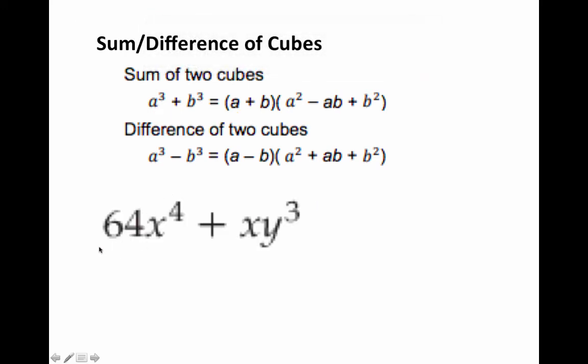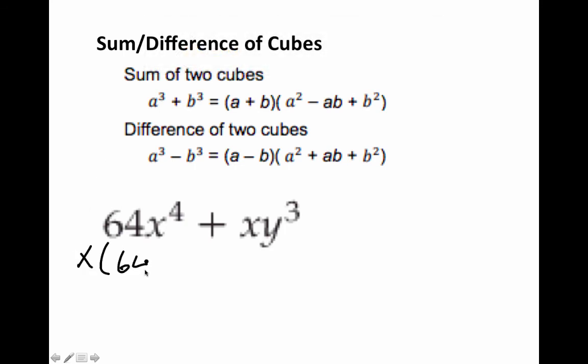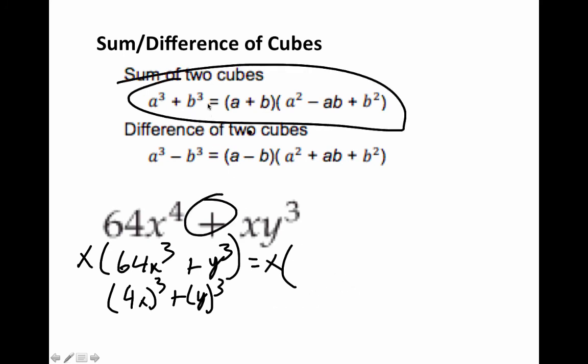You can take an x out first. So take an x out, and then you're left with 64x cubed plus y cubed. I need this x to remain out front now. And then what do you cube to get 64? Well, really it's 4x all cubed, and then it's y cubed. And we're on the plus now, right? So I'm on this guy. Notice the plus has a plus and the minus has a minus, and the first one is the opposite.